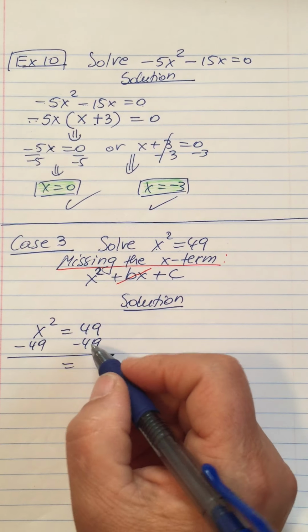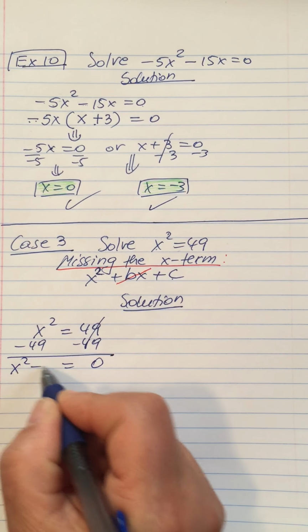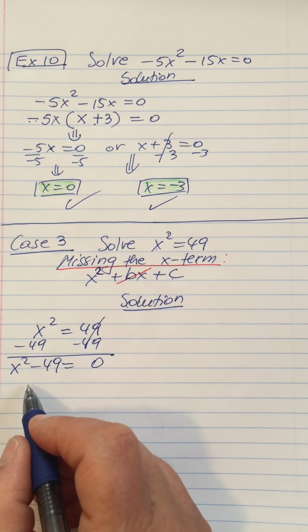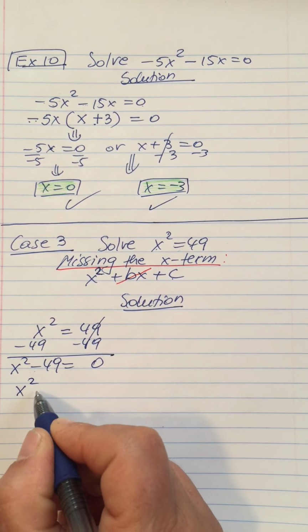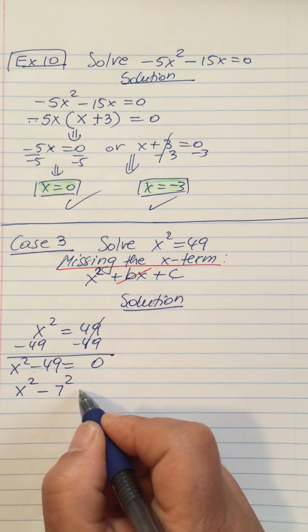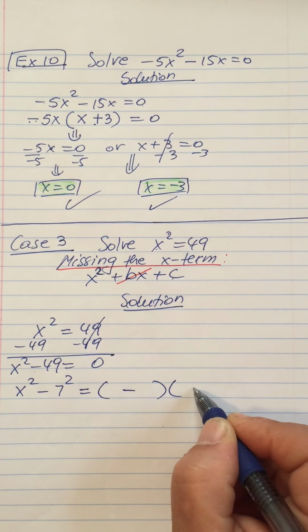You can send it to the other side, but it doesn't matter. So it is x squared minus 49. And now I have the difference of two squares. X squared minus 49, 49 is 7 squared. So I know how to factor this. This is one with minus and one with plus.